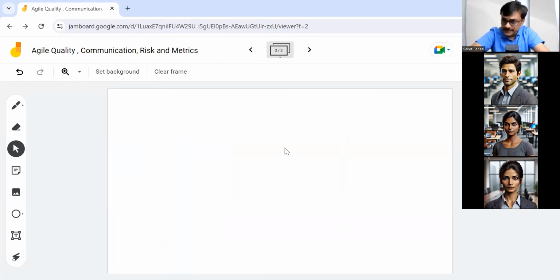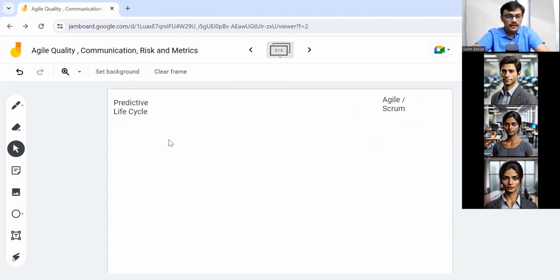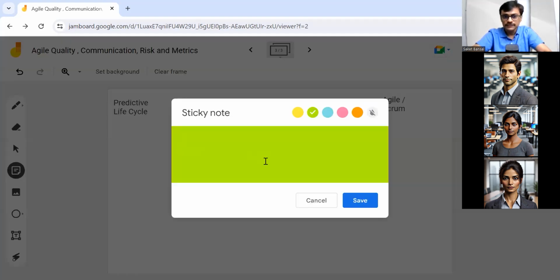Let's start with understanding where the confusion is. So we can say at one extreme end, we have Agile, or I would say Scrum, mainly Scrum-influenced Agile. And at the other extreme end, you have a predictive life cycle. Now, what are the characteristics of these two extreme ends? Let's start from there. Here we focus on having a clear plan.